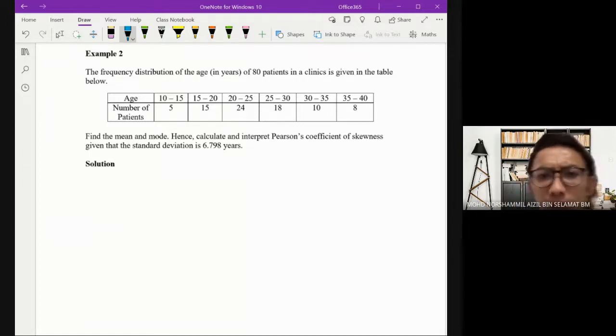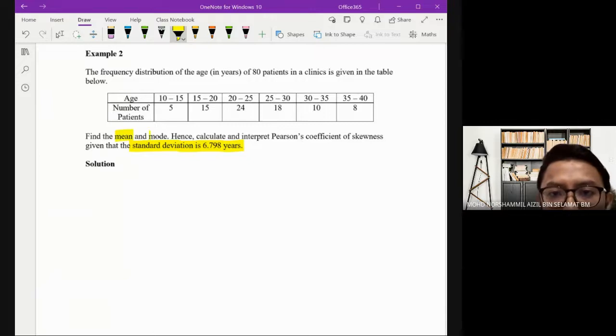Find the mean and mode, hence calculate and interpret Pearson's coefficient of skewness given the standard deviation. The standard deviation is given already, guys. Bonus. All of Malaysia will confirm this question is right. So be careful, others. Find the mean and mode. They ask you to get mean and mode.